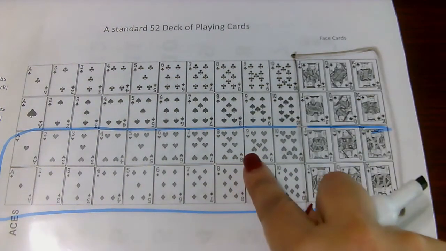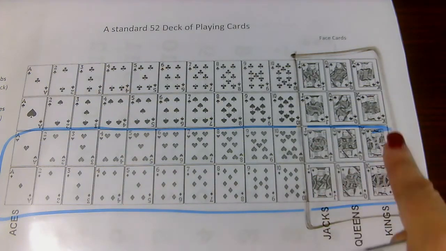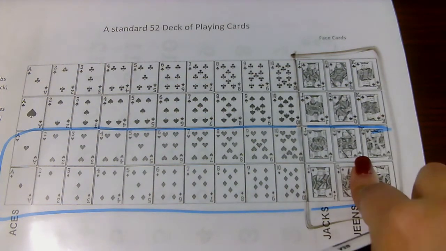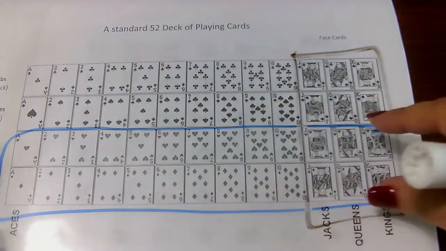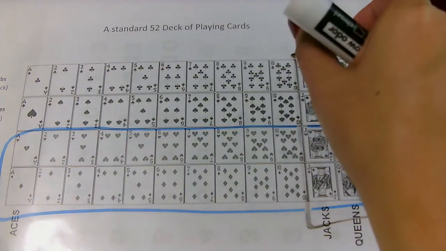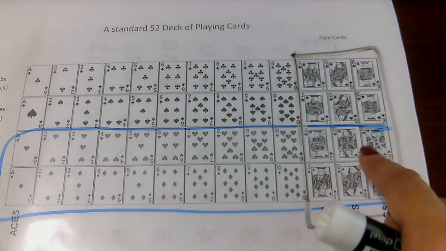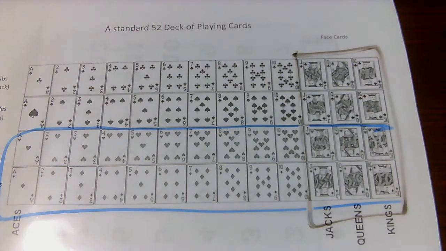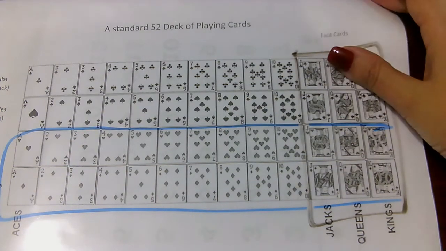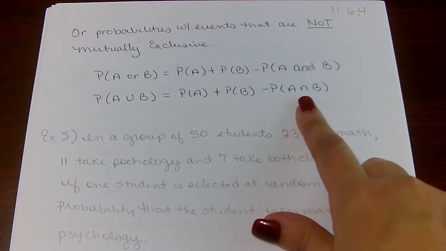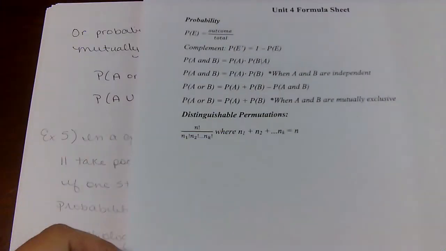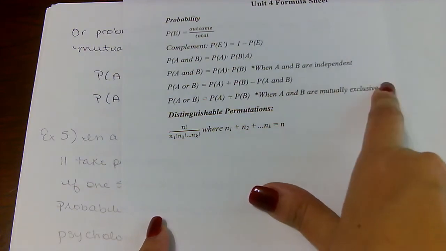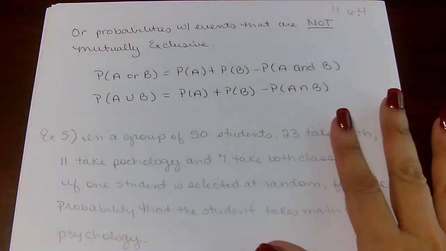Look at what I've done here. I've actually circled the ones that are both red and face cards twice. So what we're doing is we're adding up the probability of being a red card, the probability of being a face card, and then I'm subtracting one of these circles that I've already included because we've added them twice, so we have to subtract it one time. And that's what we did here. This equation here can be found on your formula sheet right here. It doesn't have the note on it, so these are the ones that you use when it's not mutually exclusive.